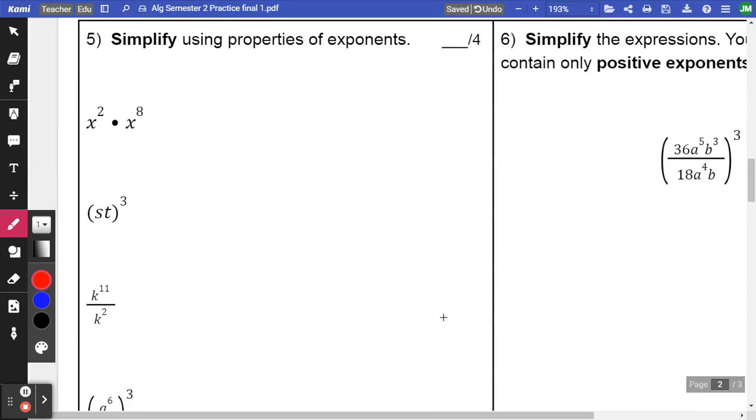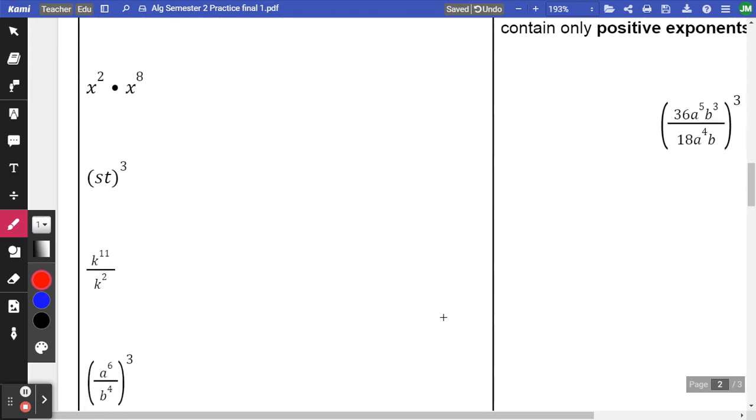All right, number 5, simplify using properties of exponents. So if you remember some of these properties of exponents, if we multiply same base variables, we end up adding the exponents. So for this number 1, we can have x to the 2 plus 8, and that's just going to simplify to x to the 10th.